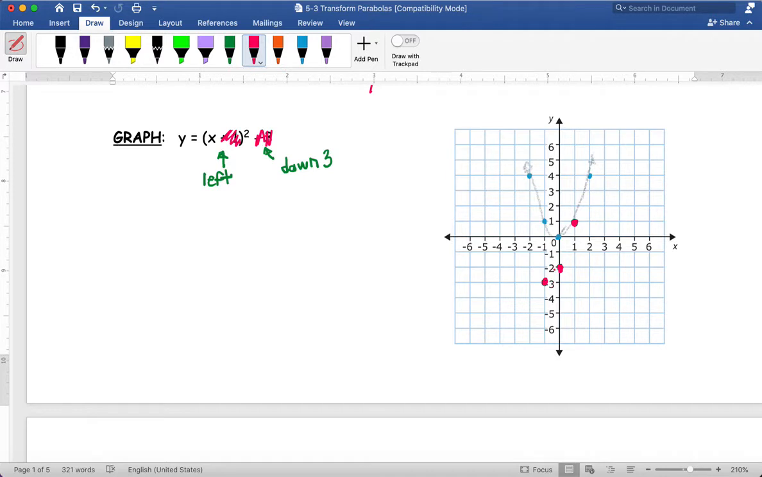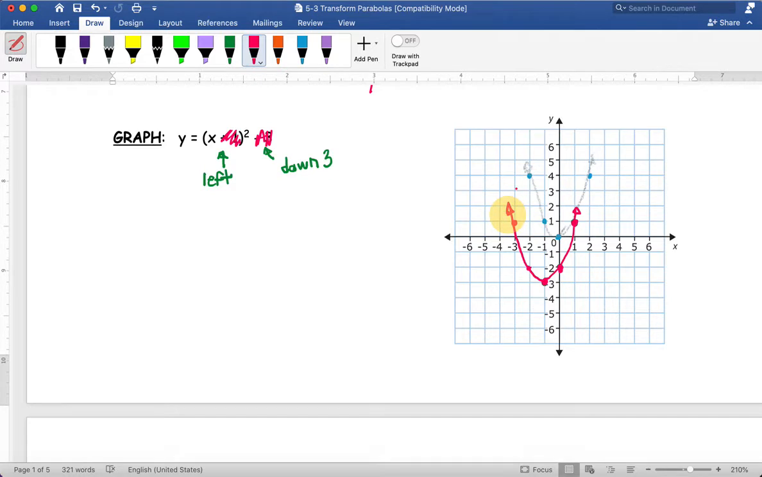Okay, so this point is 1 unit away from the axis of symmetry. Remember, the axis of symmetry would go through the vertex. So I would have a corresponding point to the left. This point is 2 units away from that axis of symmetry, so its corresponding would be 2 units to the left. And now I can connect these points with a smooth curve and graph my parabola.